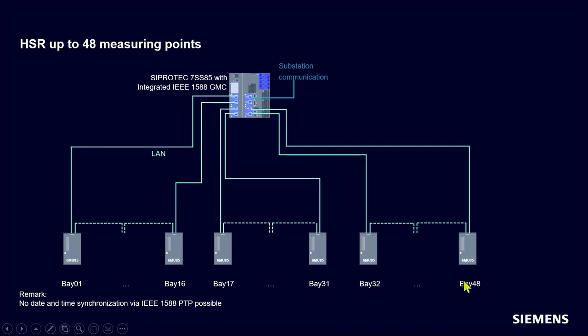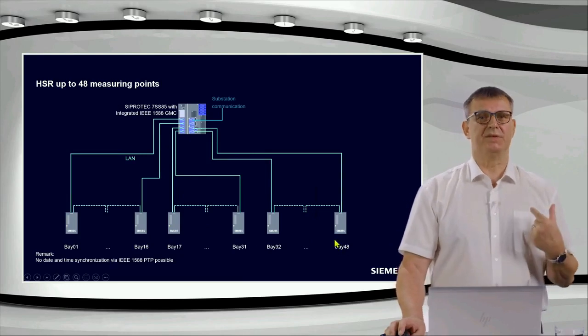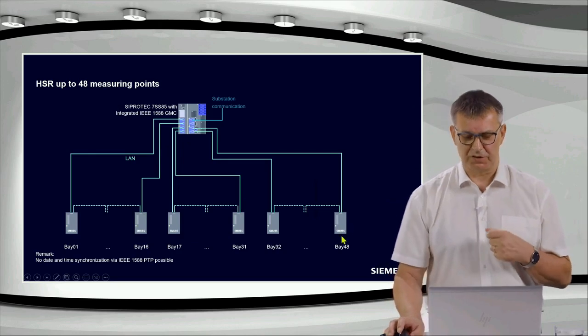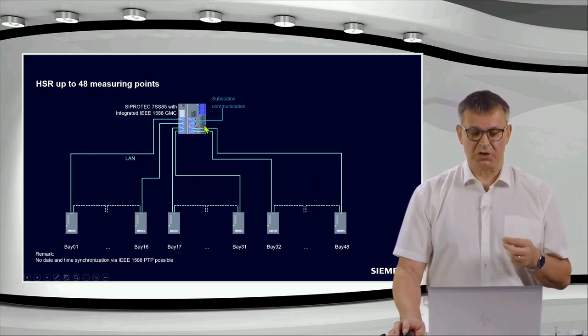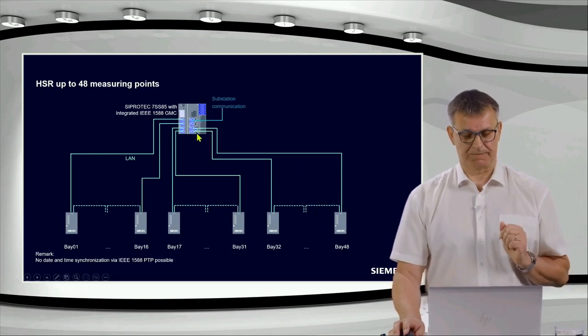SIPROTEC 5 has up to 4 communication slots available. So even in the biggest configuration for 48, we will have 1 communication module left to make a substation communication.